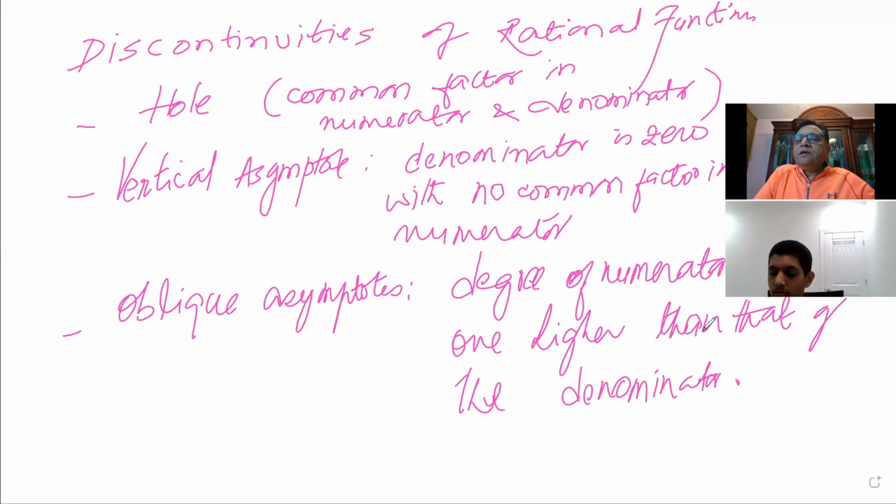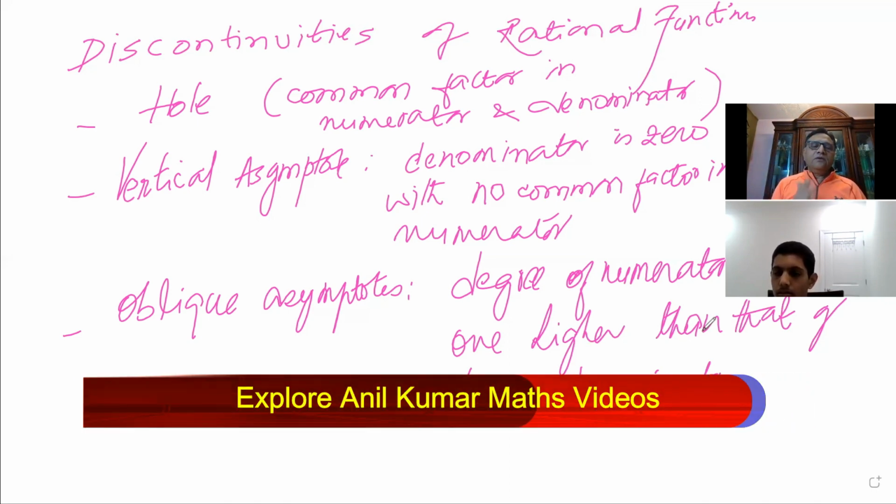They are all dependent on the numerator and denominator factors. If they are the same, they cancel away, leading to a hole. If the degree of numerator is higher, we have an oblique asymptote for sure. 1 higher means it approaches a line, but if it is 2 higher, it will approach a parabola, not a line. And if the denominator is 0 but there is no common factor in the numerator, we will have a vertical asymptote.